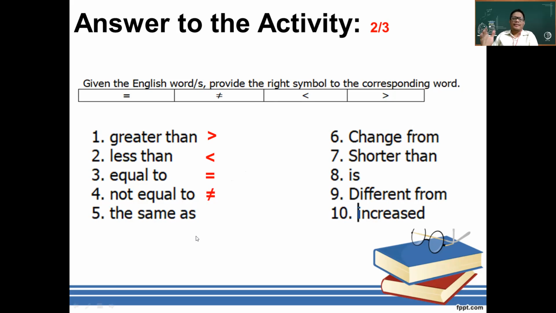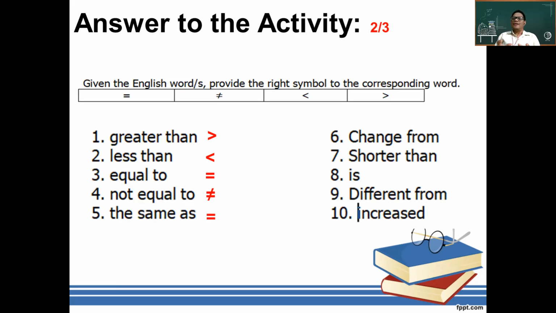Number 5, the same as. If you encounter the words the same as in a statement, what mathematical symbol will you be using? The same as means A is the same as B, right? So parameter A is the same with parameter B. So they are equal, correct. It is the equal sign.